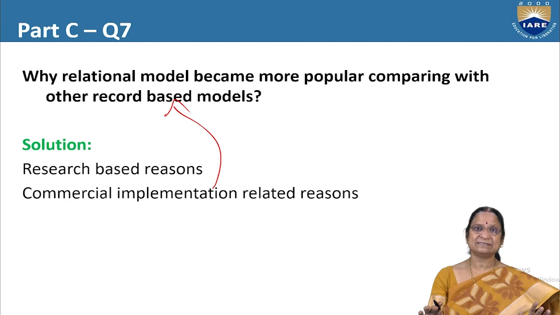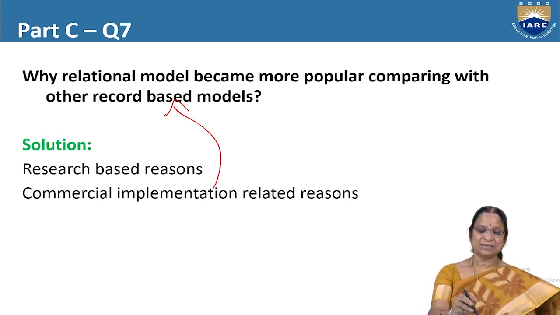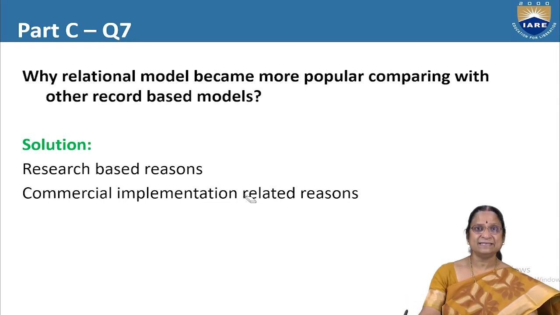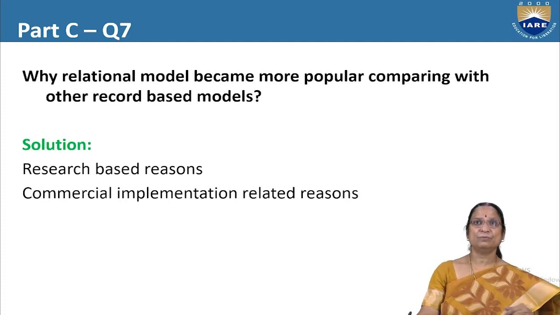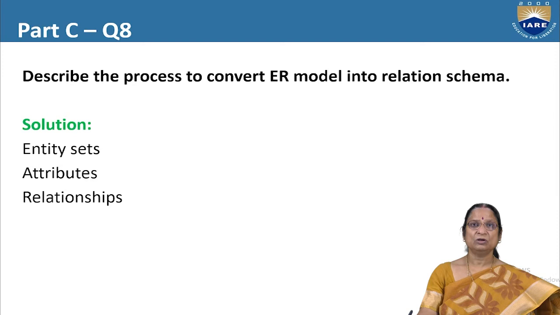Based upon this file system, we are able to understand this relational model properly compared with our network model as well as hierarchical model. So implementation becomes very easy. The people who are working with these relational data models commercially are easily able to understand the concepts as well as implement them compared with other record-based models. So that's why the relational model became more popular. We'll move to the next query.